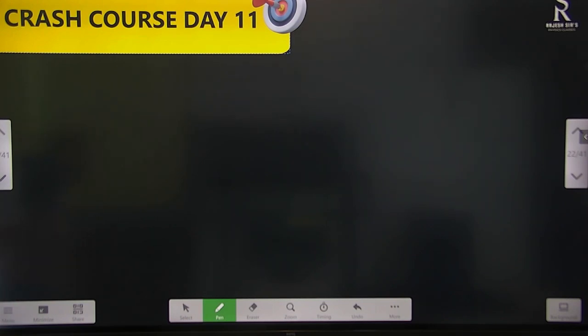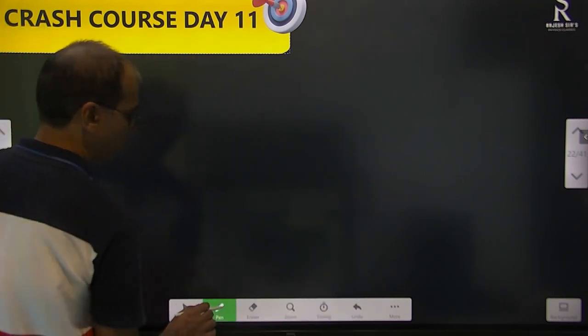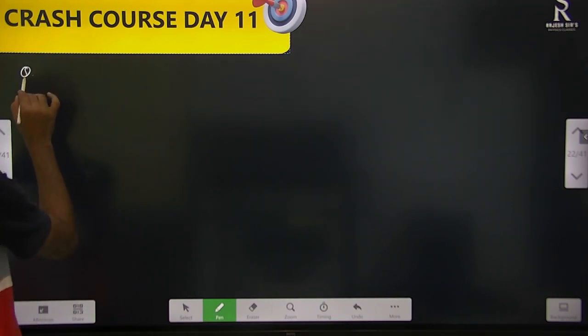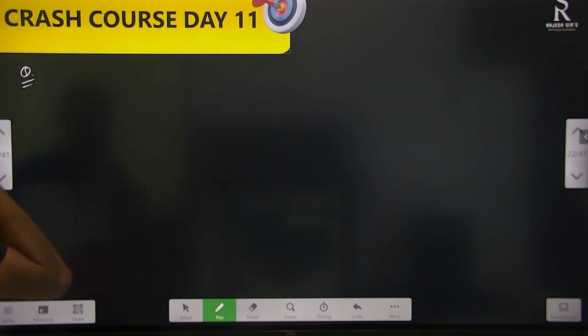So can we do some questions on this also related to graphs? Yeah, why not? See, graph questions are here also. So how does the question look? See, you make a graph.